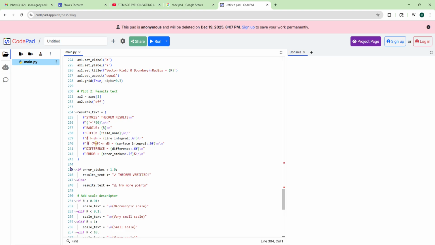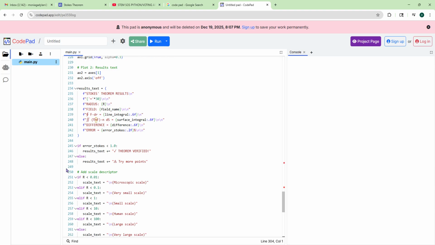For lines 267 to 341, this part creates pictures. One picture shows the vector field and the boundary circle. The other shows the results and the error. This helps us visually understand how the vector field moves and how the math works.